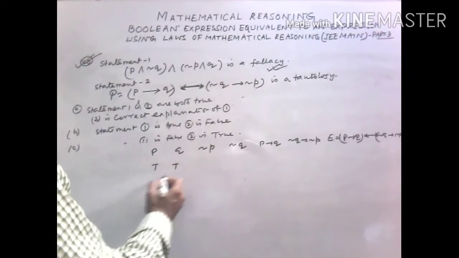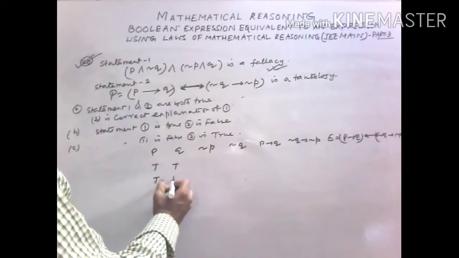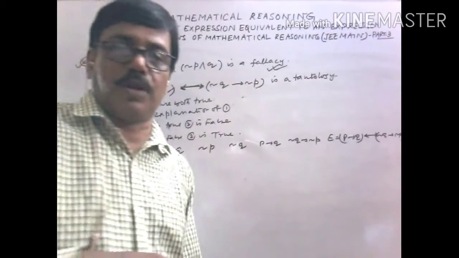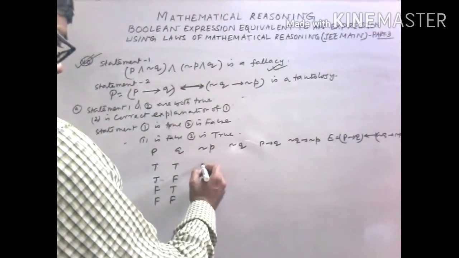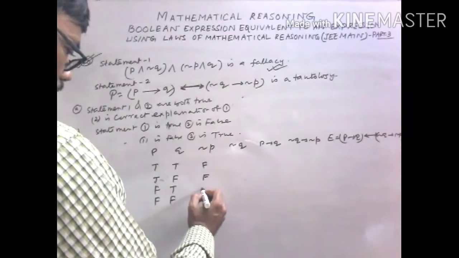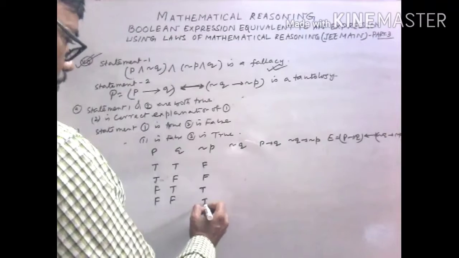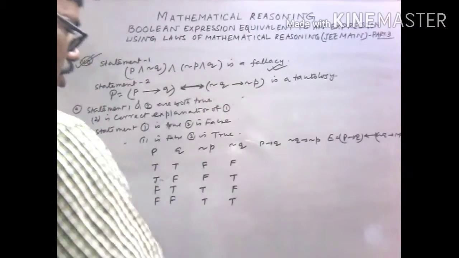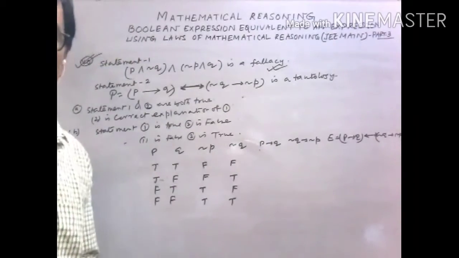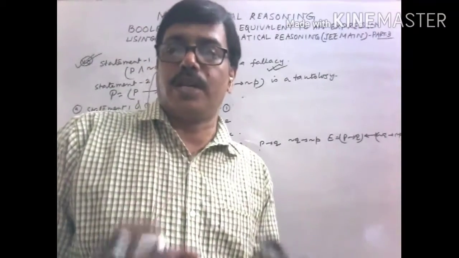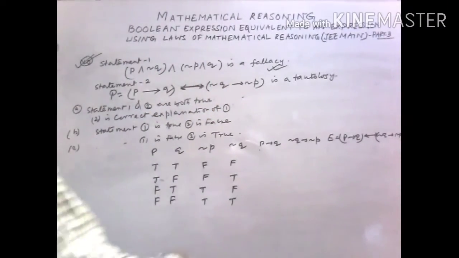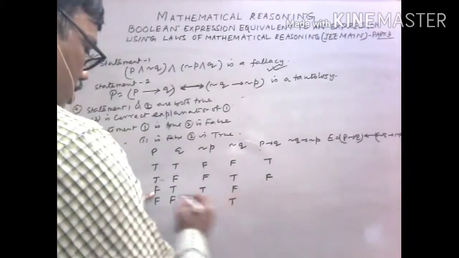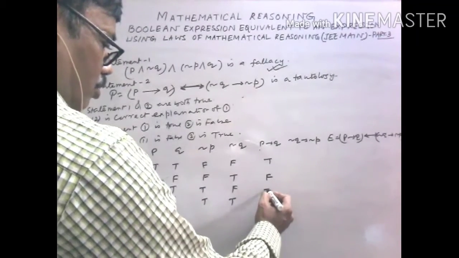So look, TT, TF, FT, FF. These are the four possible options of P and Q. So negation P is the opposite: FF, TT, FT, FT. Now P arrow Q truth table. Recall the truth table. It is false for one case, when P is true and Q is false. So TT is T, TF is false, FT is true, FF is also true.